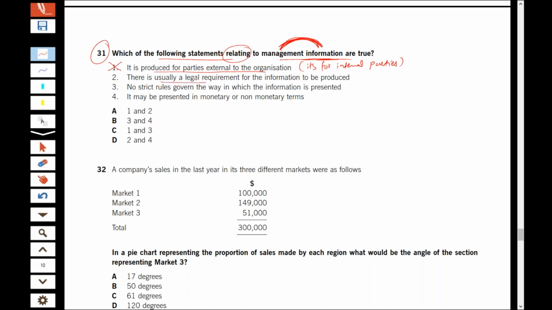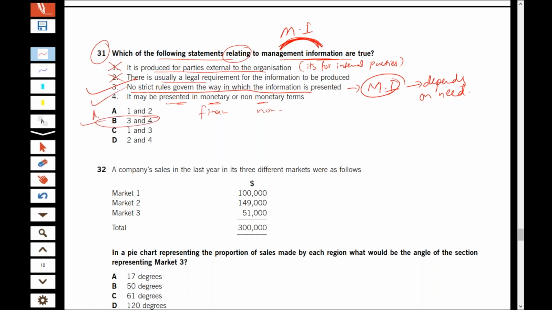Number two, there is usually a legal requirement. No, not at all. Number three, no strict rules govern the way in which information is presented. True, because management information, MI, depends on need. Number four, it may be presented in monetary and non-monetary terms. Yes, it's financial and non-financial. So 3 and 4. Option B is the correct answer.